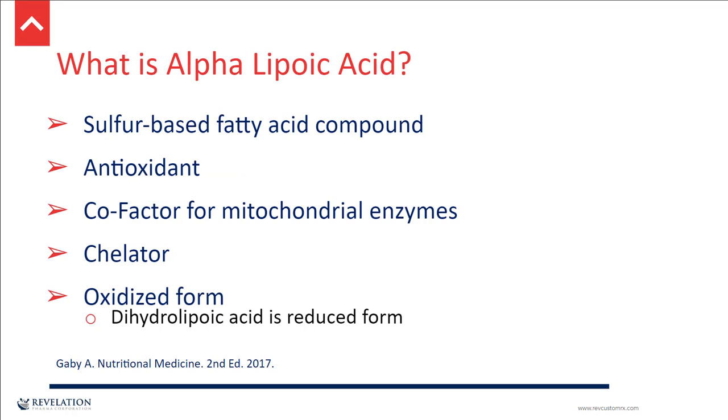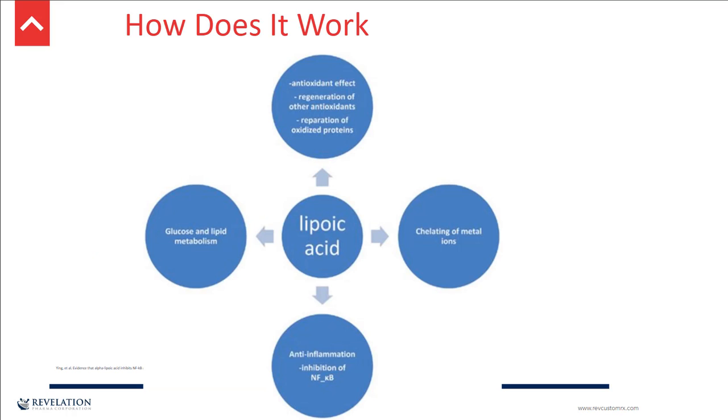So what is alpha lipoic acid? At its core, it's a sulfur-based fatty acid compound. It's highly known for its antioxidant activity, which is involved in almost every mechanism and pathway that it works in. It's also a cofactor for mitochondrial enzymes, as well as other enzymes related to sugar metabolism. It's a chelator to some degree, and it's in its oxidized form most of the time as supplemented, and notably dihydrolipoic acid is the reduced form.